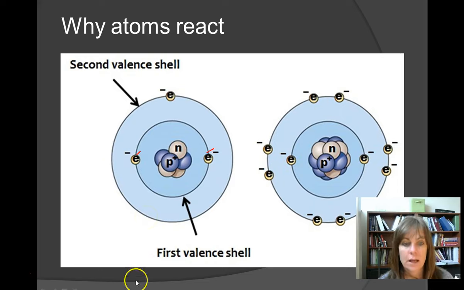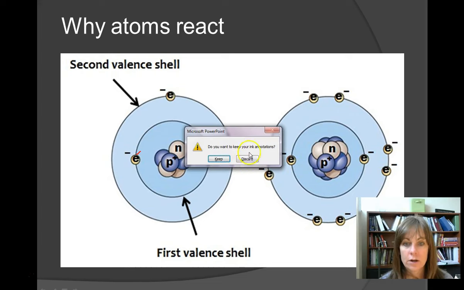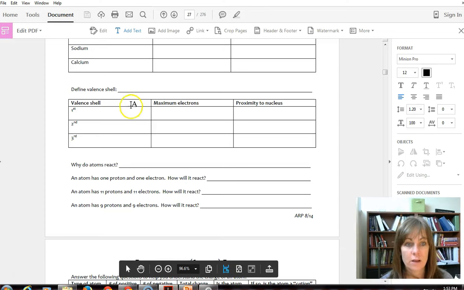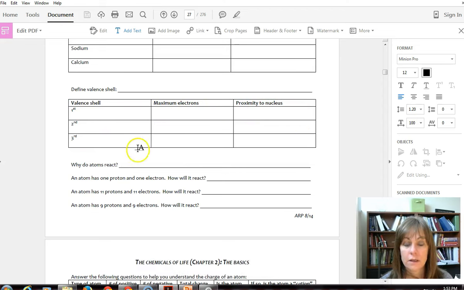Okay. Now, if you are going here to the notes packet and would like to follow along, this is the part that we're going to be filling in right here. And the maximum number of electrons in the first valence shell is 2. The maximum number in the second valence shell is 8. And then for the third valence shell, we also see a maximum of 8.